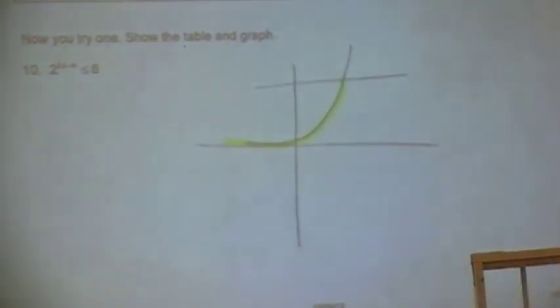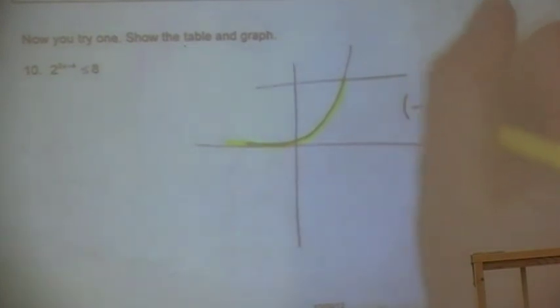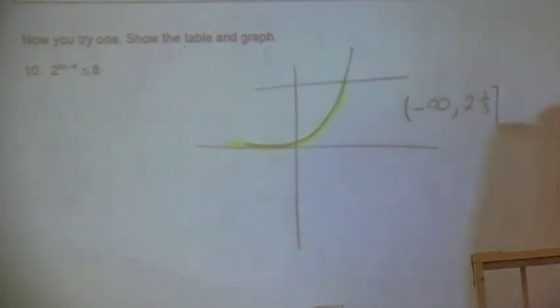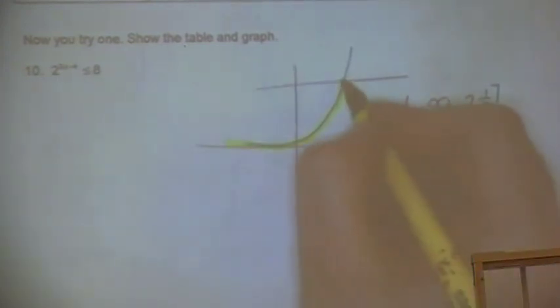The piece is going to be less than or equal to, so I'm looking for everything below that horizontal line. X values only though. So how far left is that going to go? Negative infinity to how far right? To 2 and 1/3. 2 1/3, or it's 7/3, 2.33333, which is 2 1/3. Do I have a bracket or a parentheses here? Bracket. Because it can equal 8, so it can be a solid dot right there.